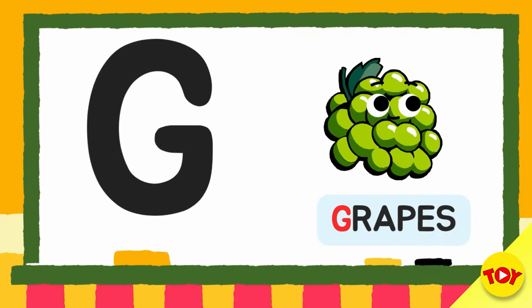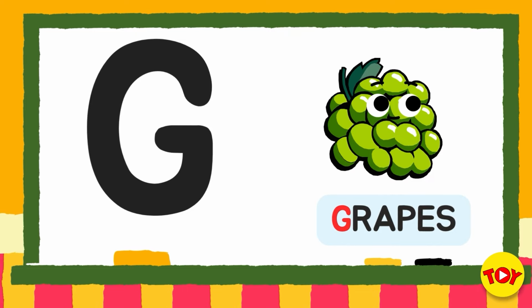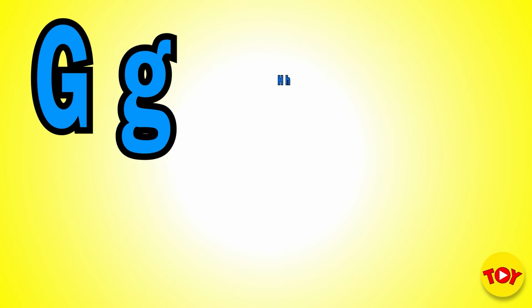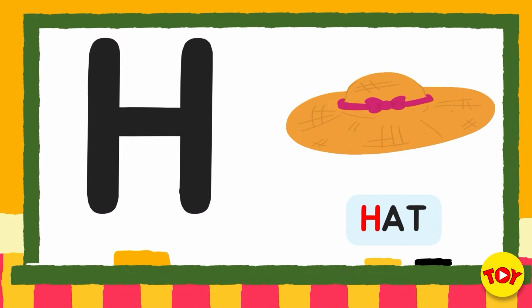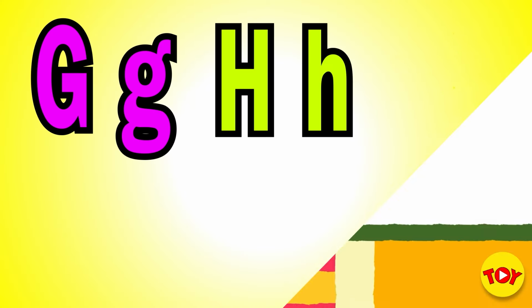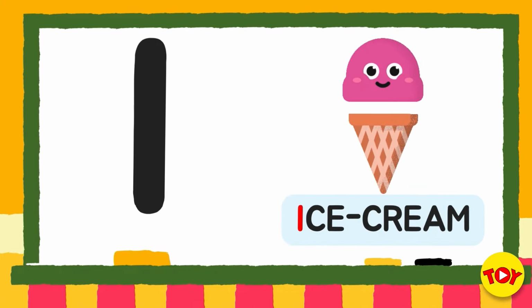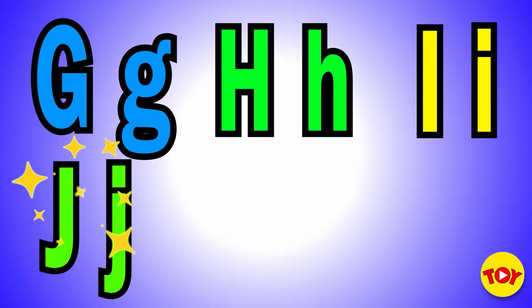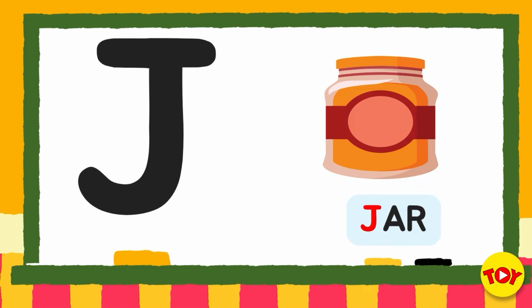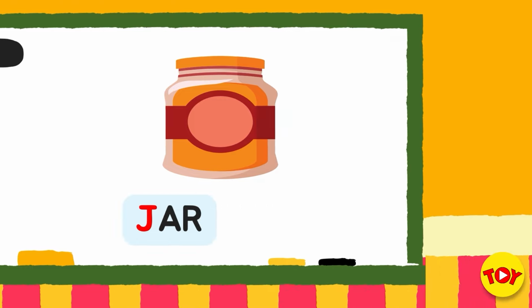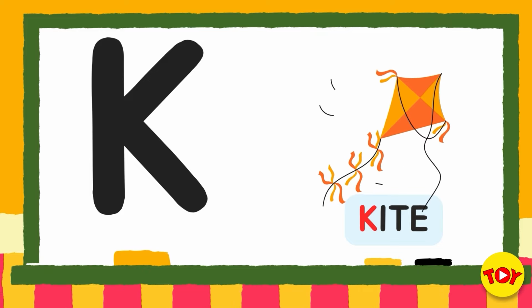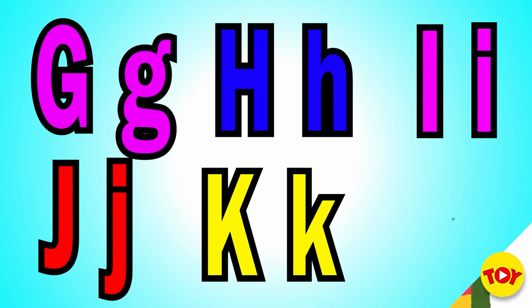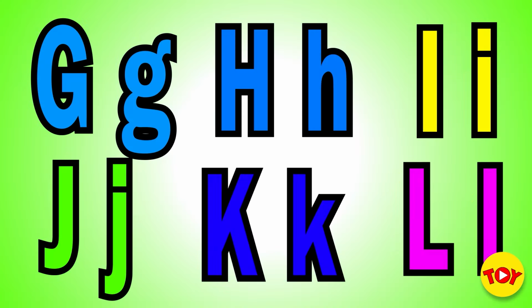G. Grape. H. ABCs. H for hat. H I J K L M I. I for ice cream. U V W X. Z. J for jar. Know my ABCs. K. K for kite. L. L for lamp.